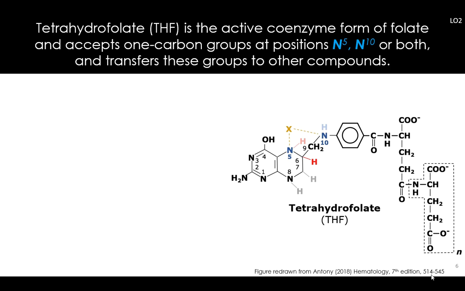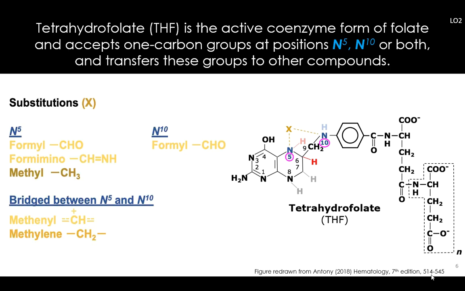THF accepts 1-carbon groups at either position N5, N10, or both, and then transfers these 1-carbon groups to other compounds. The 1-carbon groups transferred by THF are shown at left and may be in several oxidation states, with formyl, formimino, and methenyl groups being the most oxidized and methyl being the most reduced. The methylene group is at an intermediate level of oxidation.